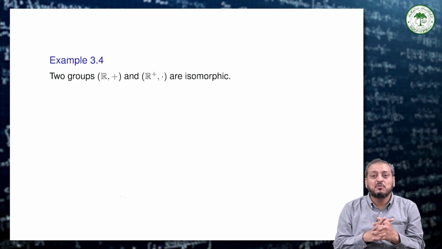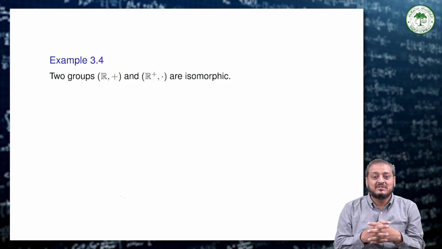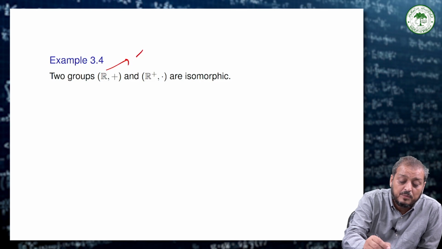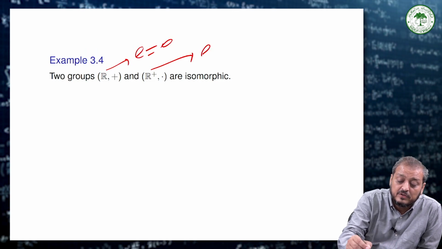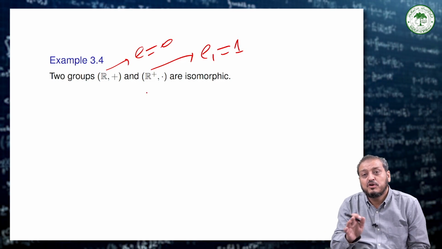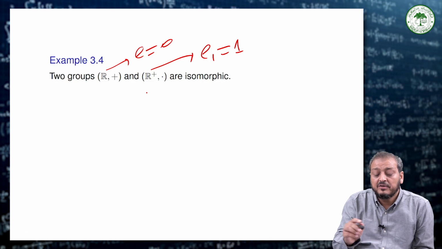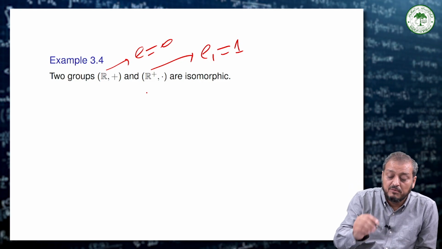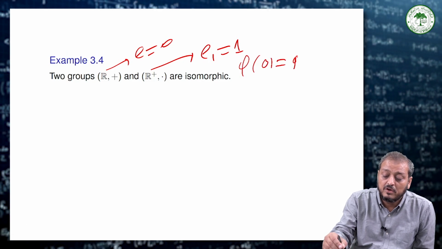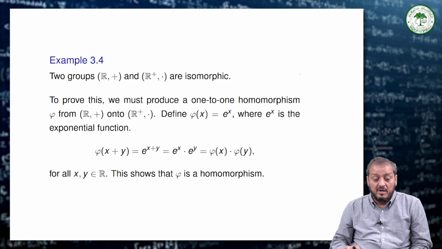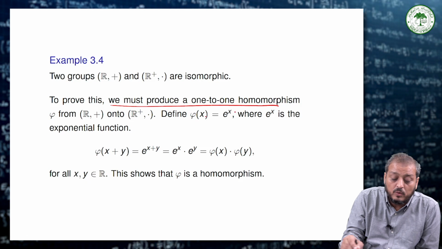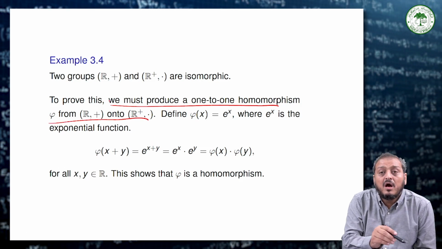Again, if these two groups are isomorphic, that means there exists a bijective function, and the identity of this group is 0, and the identity of the other group is 1. So, whatever isomorphism we define is a bijective homomorphism, where one condition is very clear: phi of 0 is equal to the identity element 1. So, to prove this, we must produce a 1-1 homomorphism onto R positive.